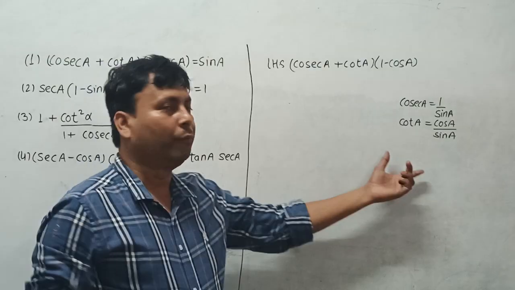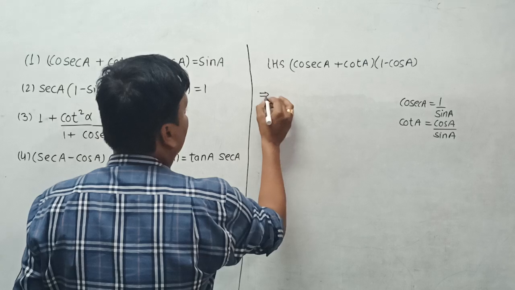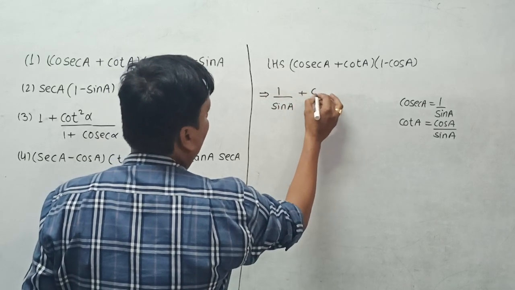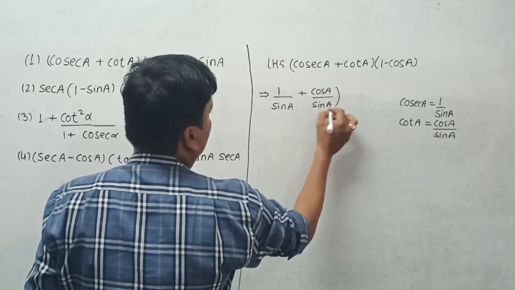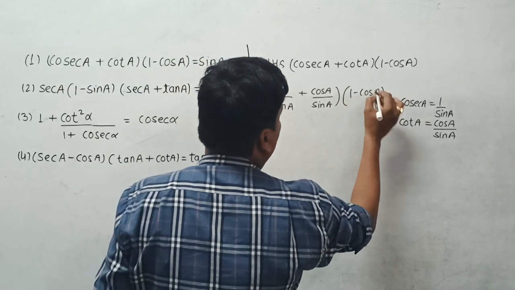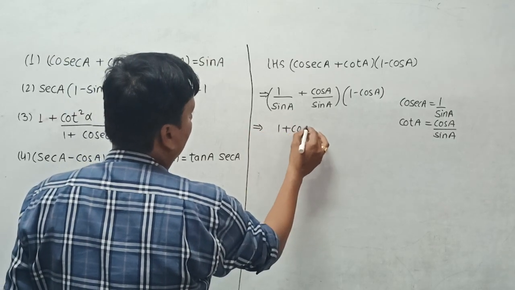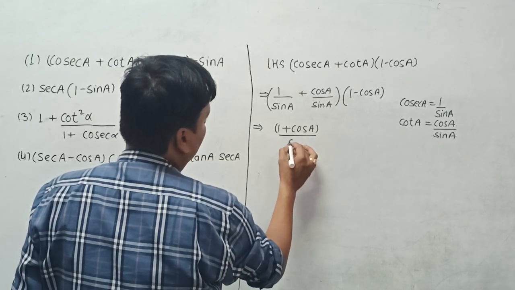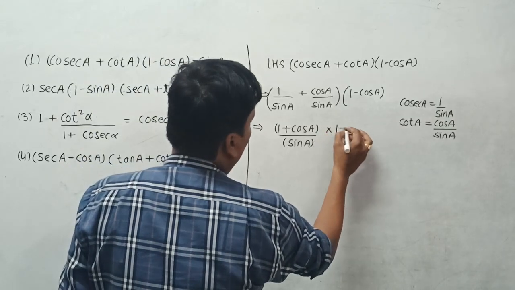So we will use this identity here, so we can write 1/sin a and that is cos a upon sin a and that is 1 minus cos a. After solving this we will get 1 plus cos a upon sin a and that is 1 minus cos a.